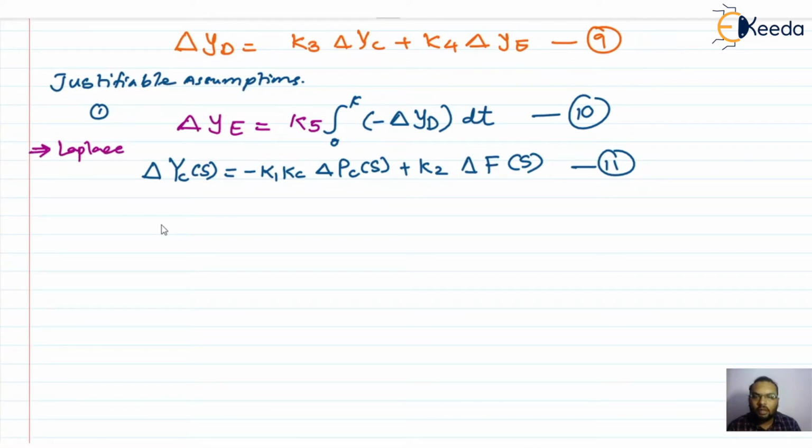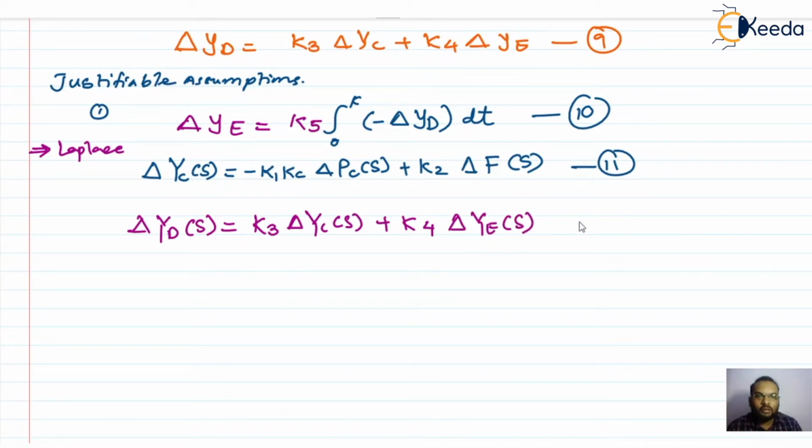For equation number 9 it will become ΔYd(s) = K3 ΔYc(s) + K4 ΔYe(s). Okay, call this equation number 12.